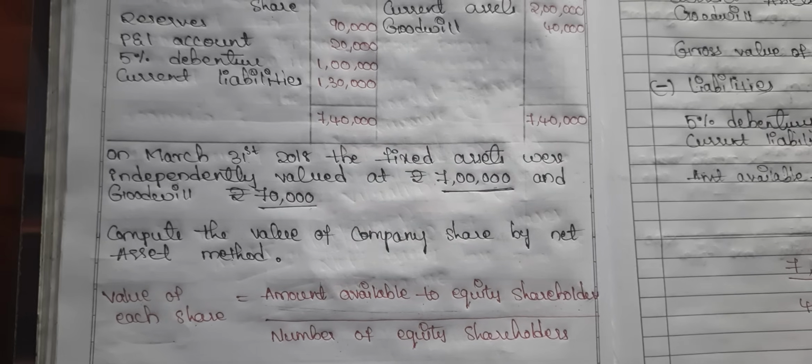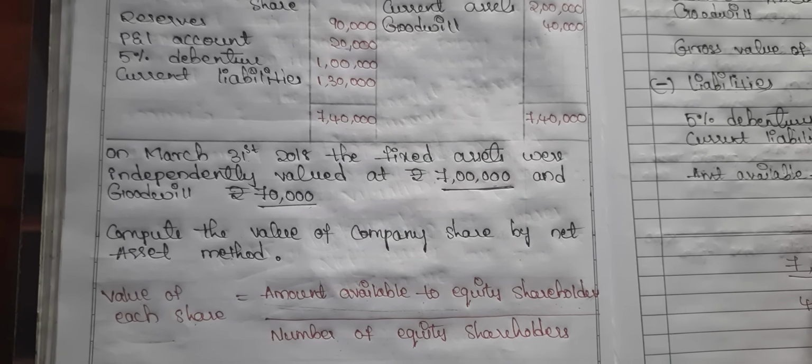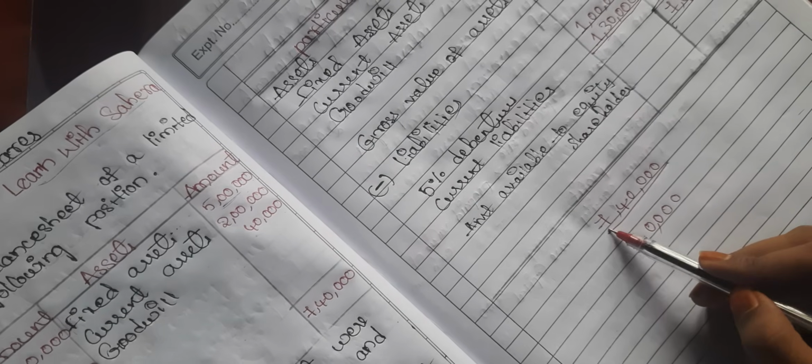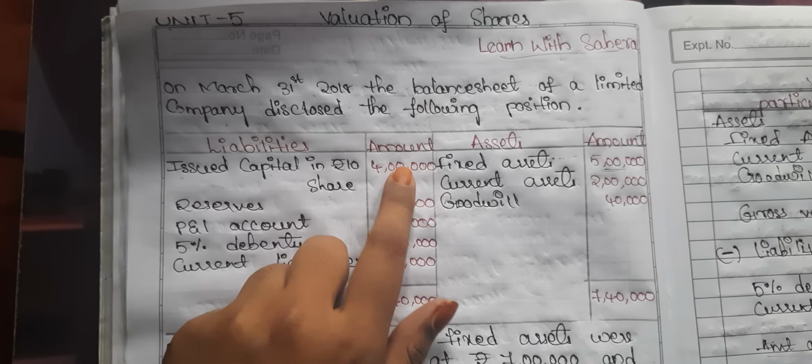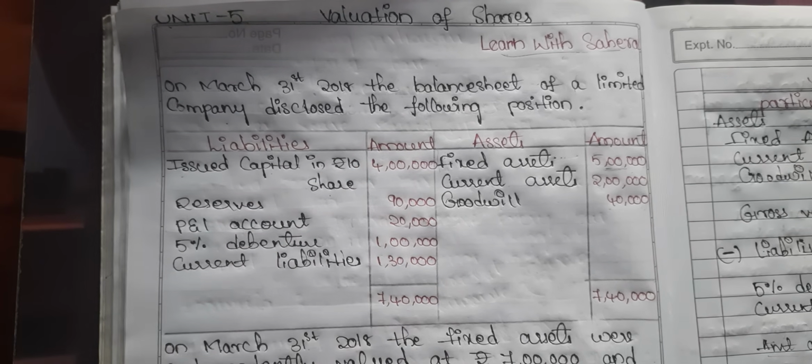Okay, then what you need to do now, is it visible? Yeah, I have written here. Here it is nothing but the amount available to equity shareholders according to the formula. Then it is 40,000, which is the number of equity shares. How did we get it? We divided 4 lakhs by 10. Then we got 40,000. You do the calculation now, ma.